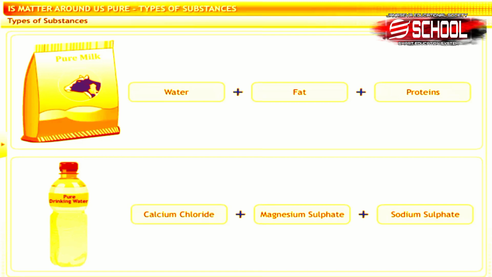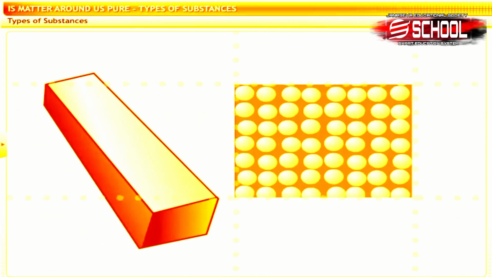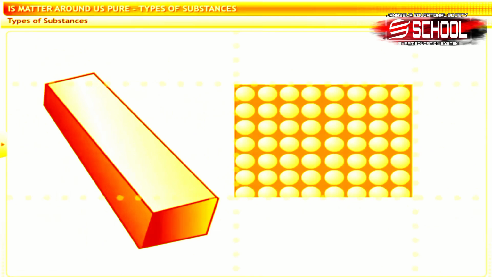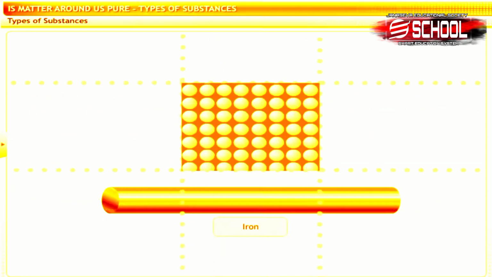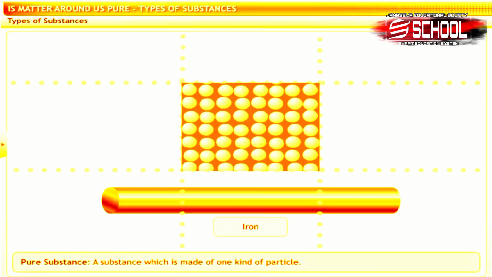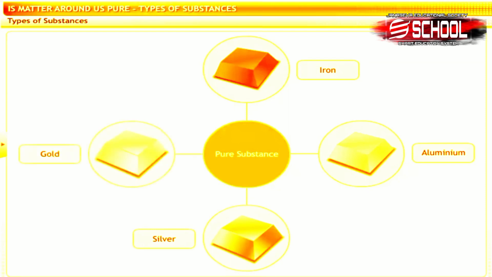For a chemist, the purity of a substance means the substance is made up of only one type of a particle. The particles may be atoms or molecules. For example, the element iron is made of only one kind of a particle called iron atoms. So iron is a pure substance. From this, we can define a pure substance as a substance which is made of only one kind of a particle. For example, iron, aluminium, silver, and gold.